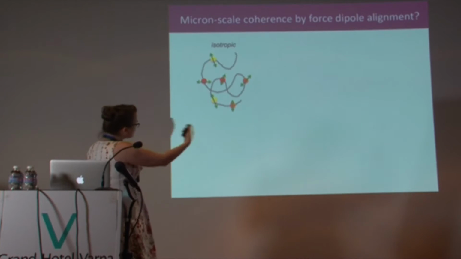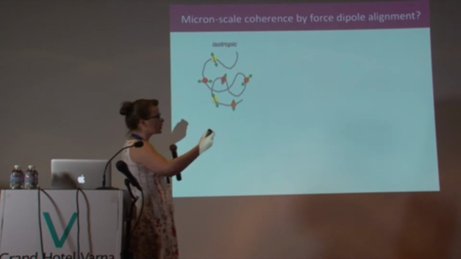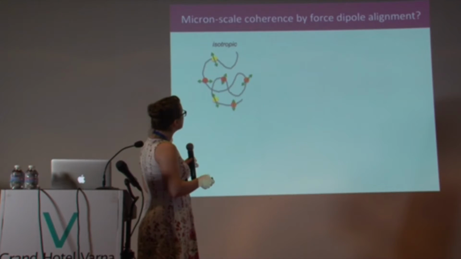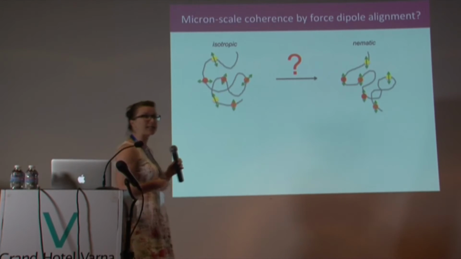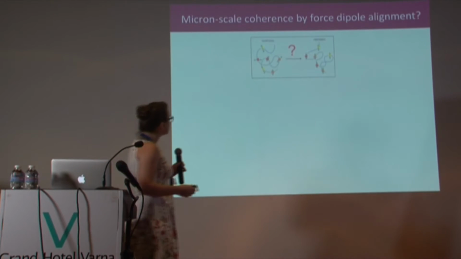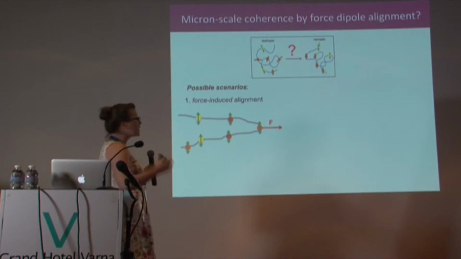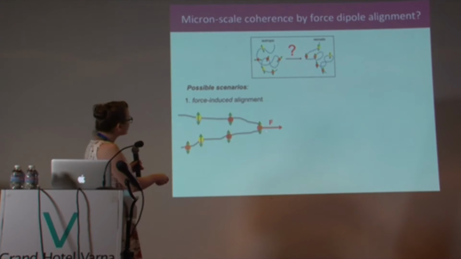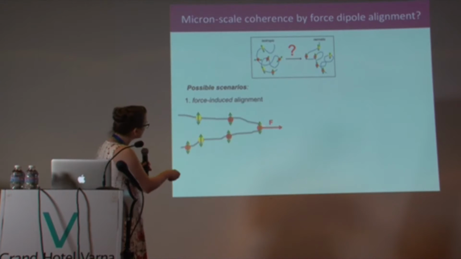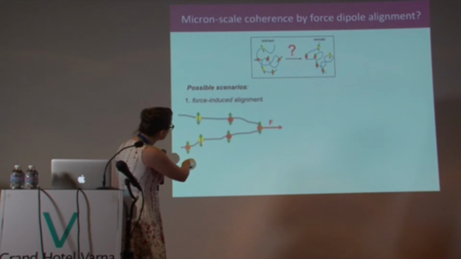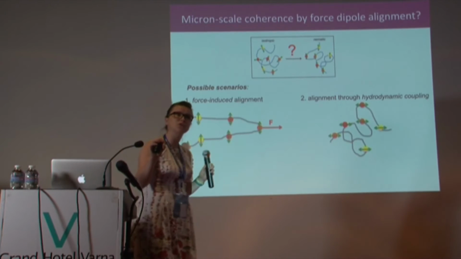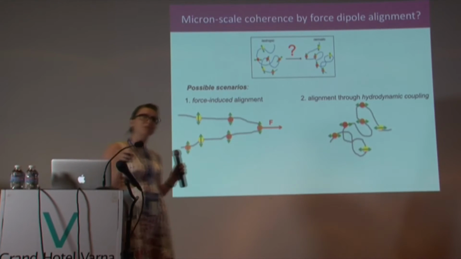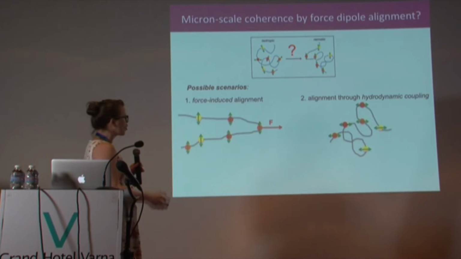So what we propose, or what the hypothesis is, is that one way to do so would be if those force dipoles would actually nematically align. Now, how could that in reality happen? There are two ways you could go about it. Either you could have a local transient force that would be applied locally and thus locally align these guys, or we have to consider that we are here in a regime of very low Reynolds numbers, and thus the hydrodynamic coupling is very strong.